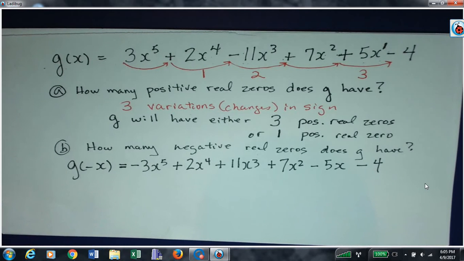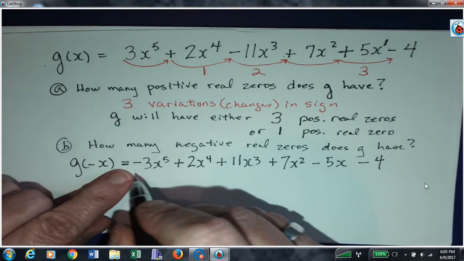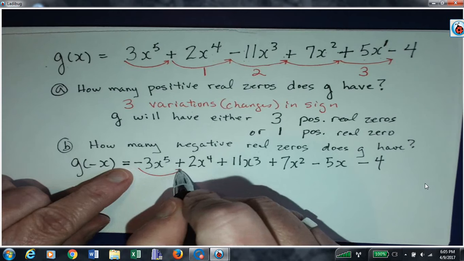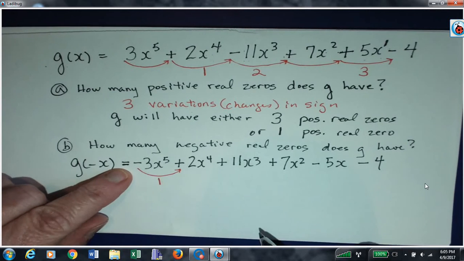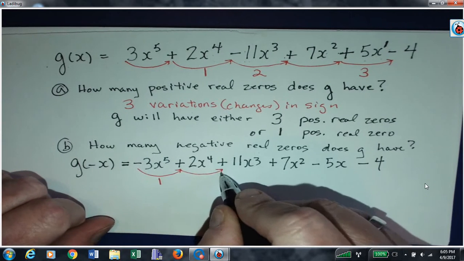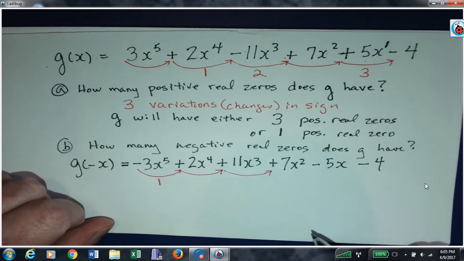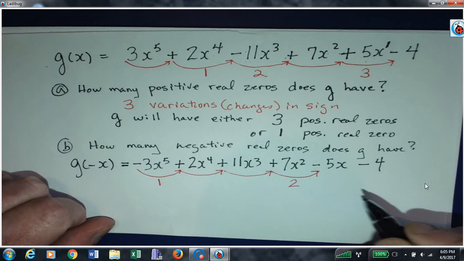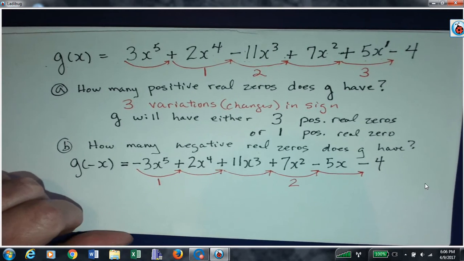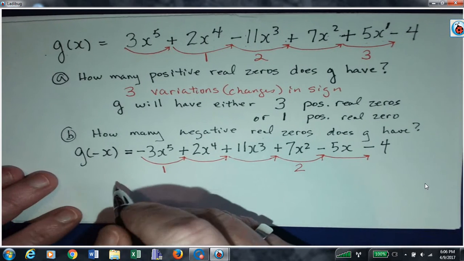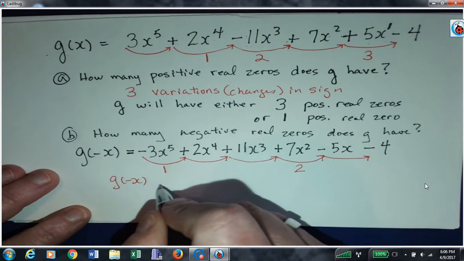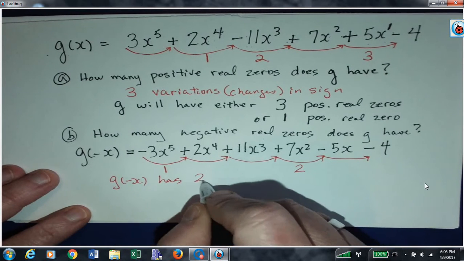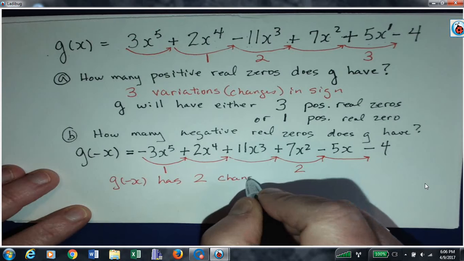Now I can do the test to see how many negative real zeros g will have. So I take my different colored pen. I have negative going to positive. That is a change. That's my first change. Positive to positive, no change. Positive to positive, no change. Positive to negative, that is a change. It's my second change. And negative to negative, no change. So throughout that, g of negative x has two changes or variations in sign.